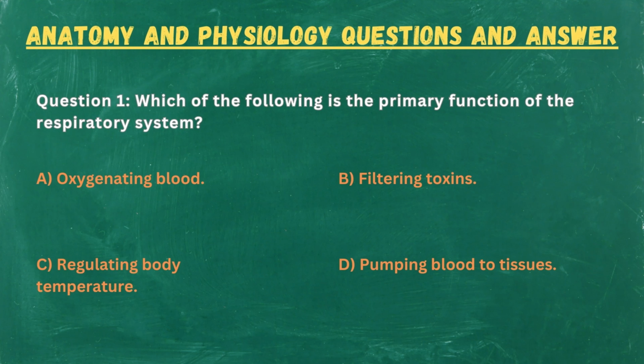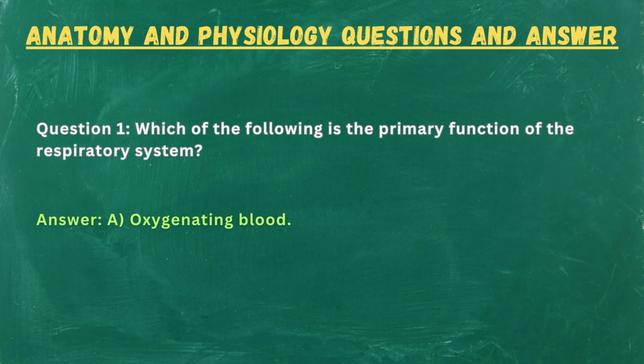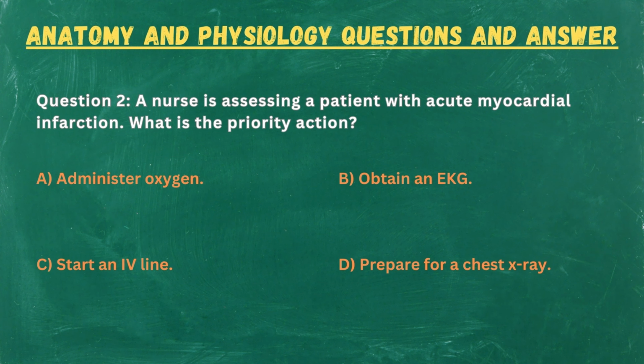Question 1. Which of the following is the primary function of the respiratory system? A. Oxygenating blood. B. Filtering toxins. C. Regulating body temperature. D. Pumping blood to tissues. Answer: A. Oxygenating blood.